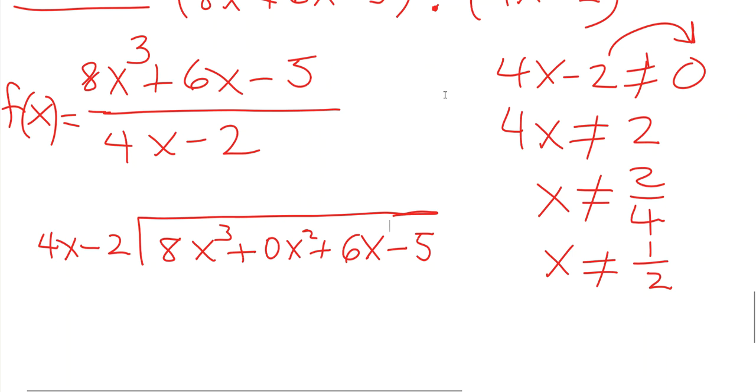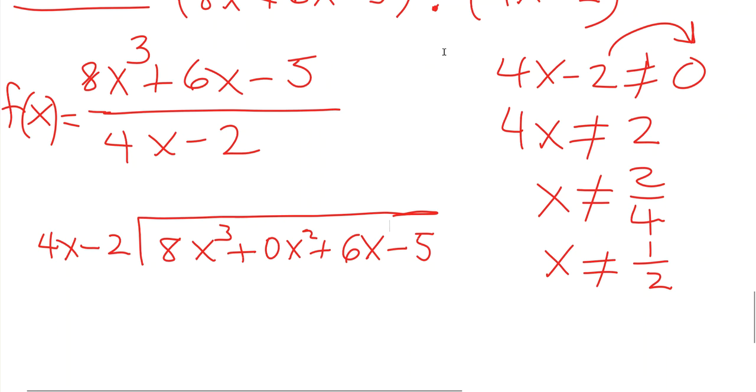Now notice that we threw in a placeholder of 0x squared, because we go x cubed, then there's no x squared, then x, then 5. That's important to keep things lined up. So just throw in a 0x squared there. If you have a sequence like that, counting down with the powers and one of the powers is missing, fill in a 0 for that. Okay, so aside from that little thing, basically everything's the same.